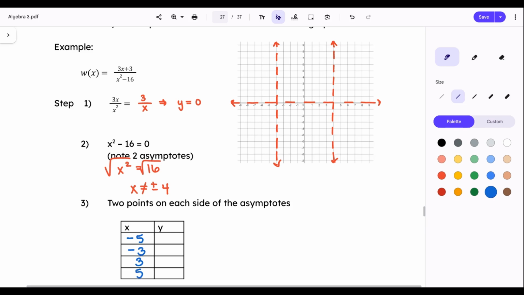Okay, so if you have your calculator, you're going to hit your table button. You're going to type in this equation here, (3x plus 3) all over (x squared minus 16). Type that in, and make sure you're being extra careful with how you're typing those things in. You're getting everything in the right spot.